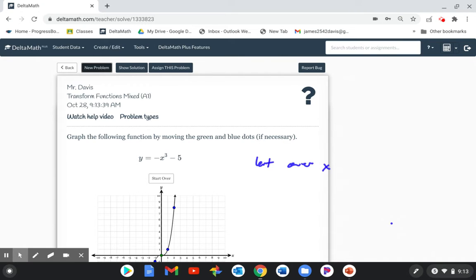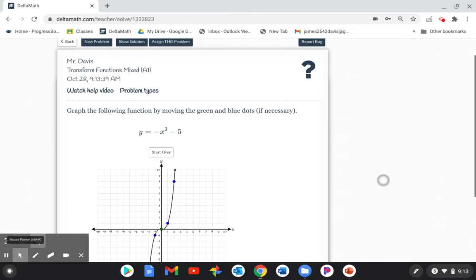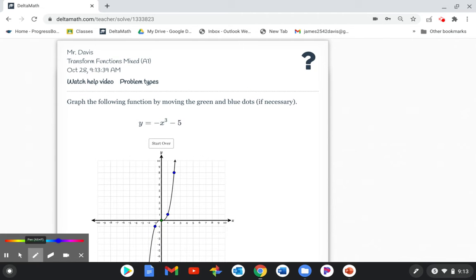All right, this one has multiple transformations here. Let's go ahead and do this one. So let's think about the order we want to do these. We have two things going on. The parent function is just x cubed. We have this minus out in front, and then we also have a -5 on the outside. So think about your order. Think of it like sort of inside out. And remember, if there's something on the outside, a plus or minus on the outside, this is always going to be the last thing that you do.